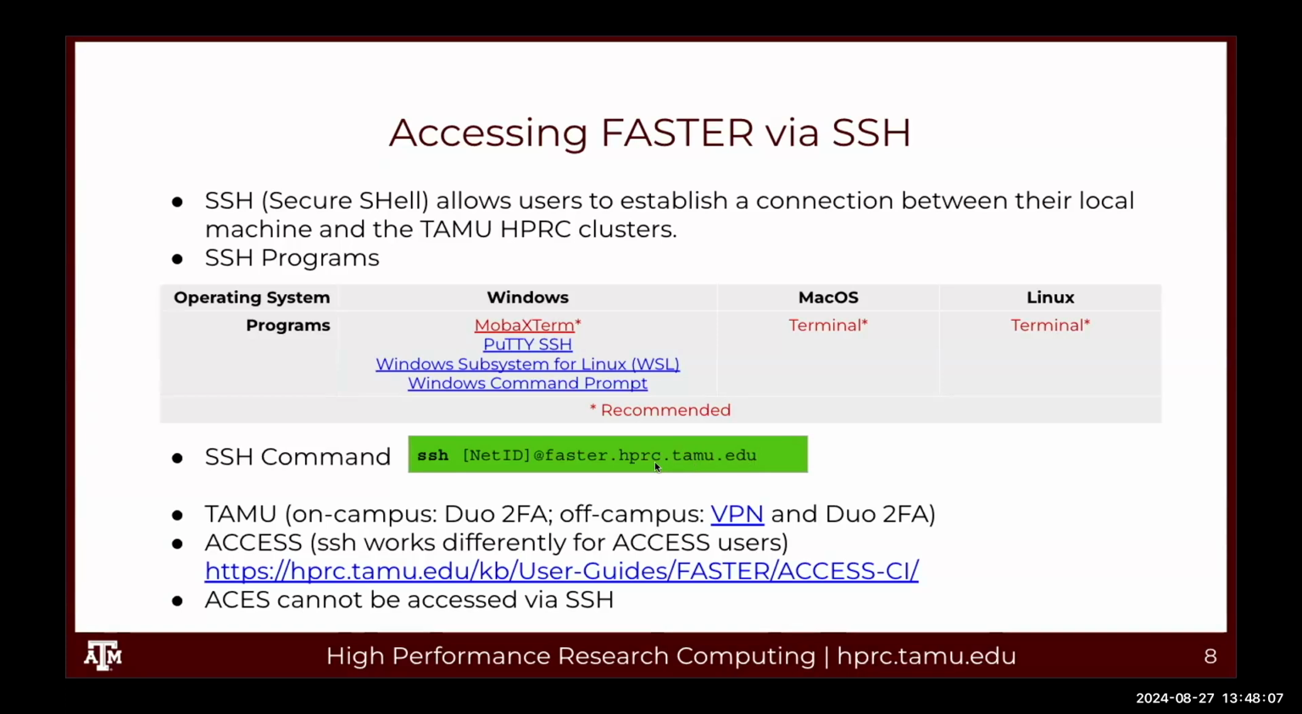For users who are trying to access it off campus, you should have VPN. And for users who are not TAMU users, you should use your ACCESS ID. And for that, you can go to the knowledge base and go to this web page to gain more knowledge on how to access FASTER using SSH. Now, one thing you might want to keep in mind is that ACES is not accessible using SSH. You can only access it using the portal that I showed you a few slides before.